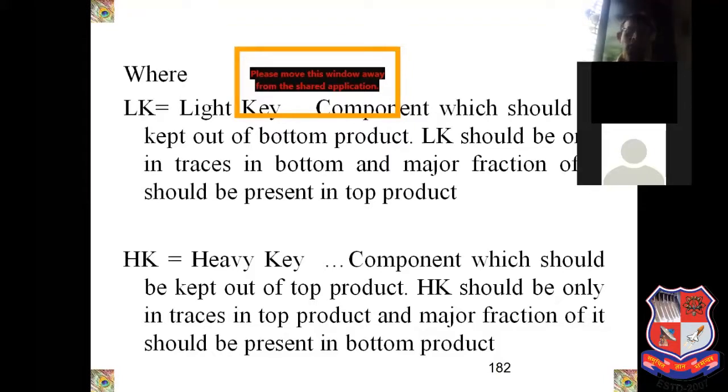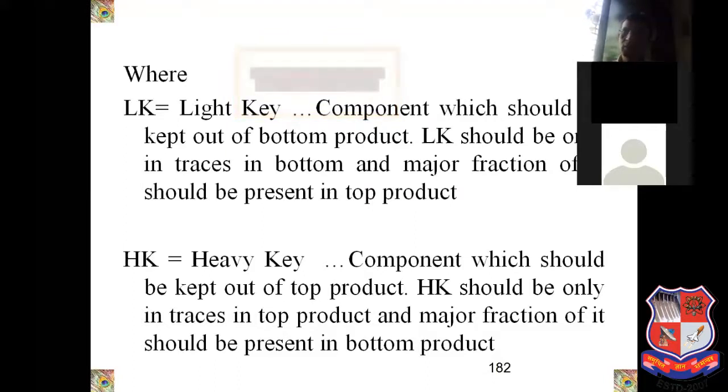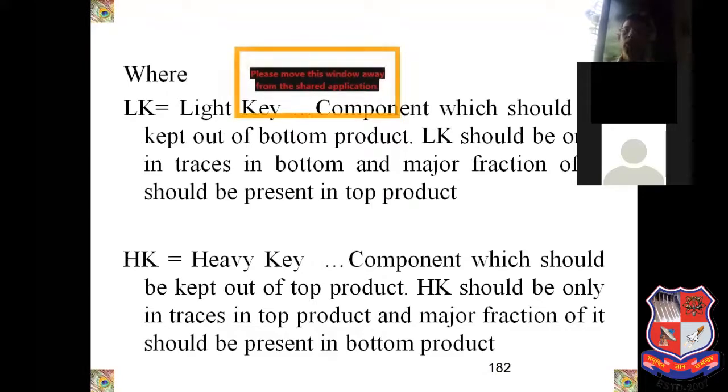So in that situation, what happens? Your light key becomes benzene, and it should be in traces in the bottom product. Like only a very small fraction, maybe 1% or less than that. Only a small fraction of benzene should be collected in the bottom. Definitely, we cannot have 100% removal. You cannot say in a distillation that you can achieve 100% purity. You can say it is 99.999, but you cannot say it is 100%. It's not possible. So that's why we are saying that your light key may be a very small fraction in the bottom product. Benzene must be recovered in the top product, and a very small amount may be there in the bottom product.